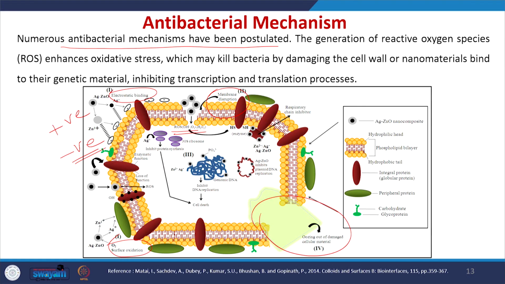These nanoparticles can also kill the bacteria by inhibiting DNA replication, transcription and translation processes. The positively charged metal nanoparticles bind to the negatively charged DNA and inhibit DNA replication. They also bind to the ribosome and inhibit protein synthesis, which leads to bacterial cell death. Hope you got the overall idea about the antibacterial mechanism of metal nanoparticles. Let us see what are the various crucial factors affecting the antibacterial mechanisms of metal nanoparticles.